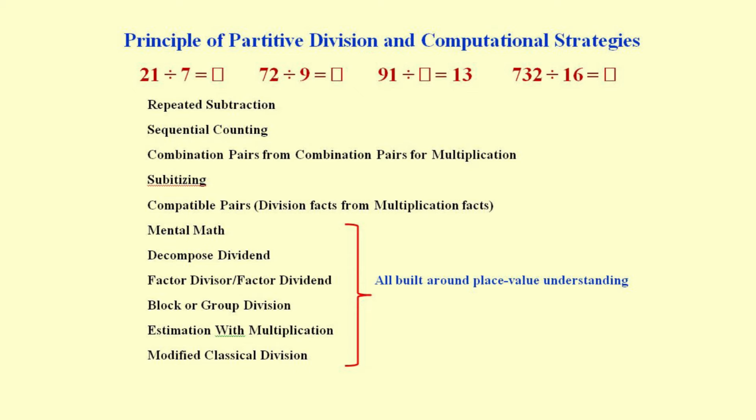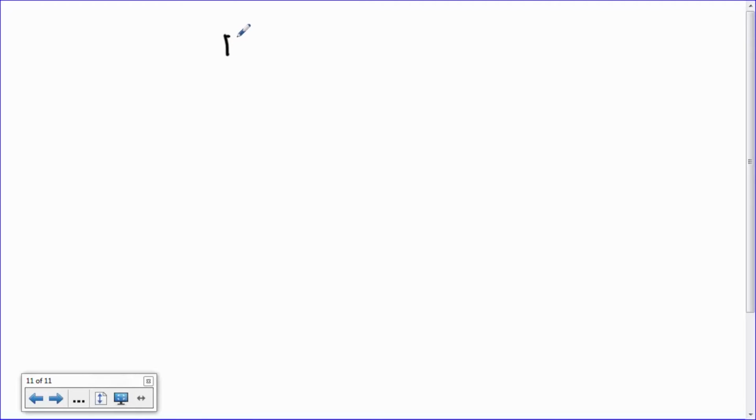Let's look at another strategy. So now we're looking at factoring the divisor. Okay, so I've talked about decomposing the dividend. Now I want to talk about a strategy called factoring the divisor. So let's look at an example. We just got finished talking about decomposing the dividend.